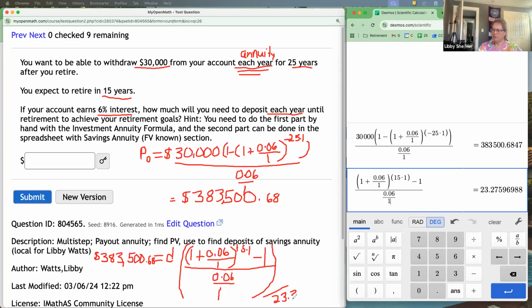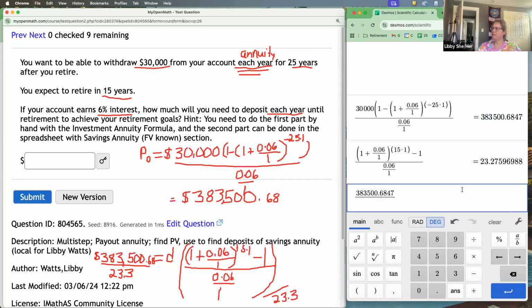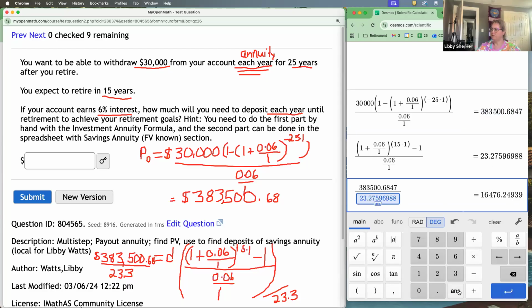You could put 23.3. It doesn't matter what you write on your paper. We're just going to be careful not to round until the end in the calculator. All right, I'm going to hit enter here. And now I want to divide all of this, so I'll just copy and paste this. You could type it in. And then I'm dividing that by what we just got, using ANS to put in all the digits for the answer we just got. So we're not rounding until the very end.